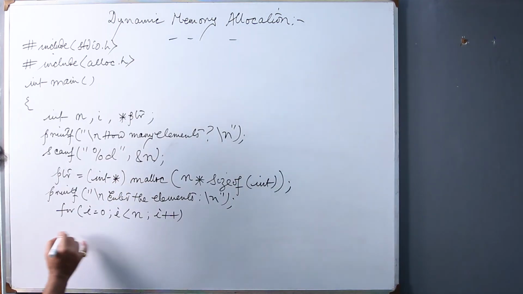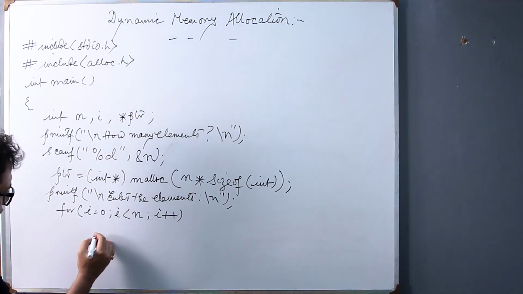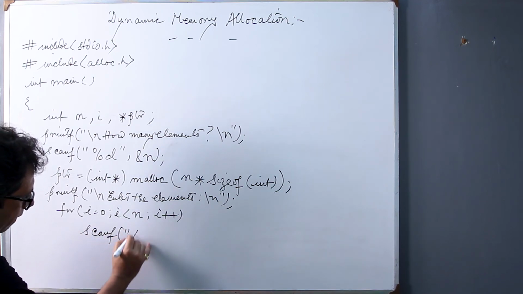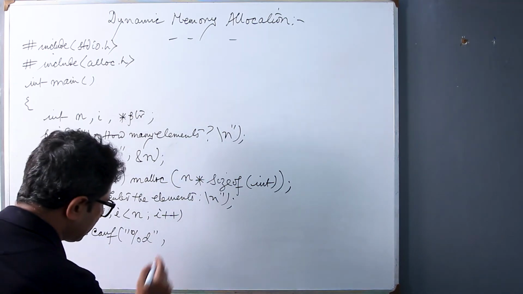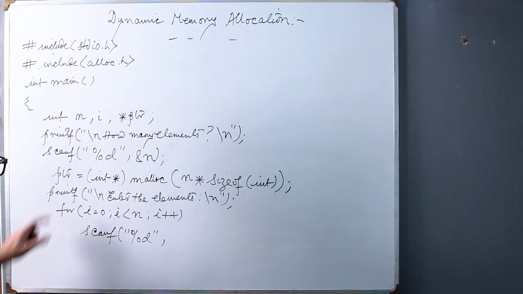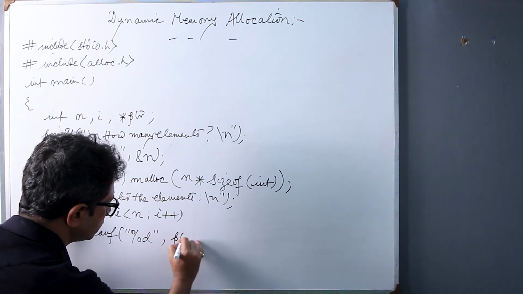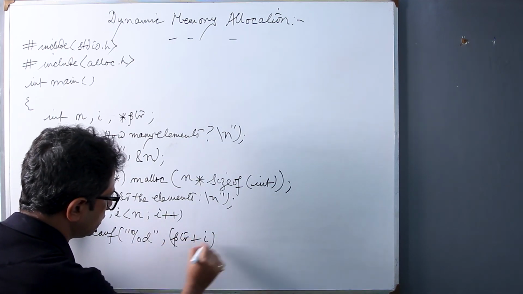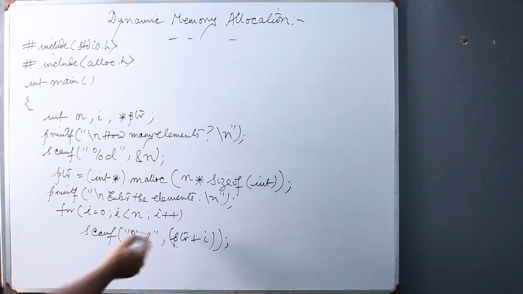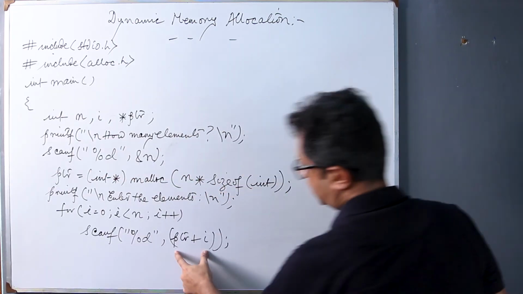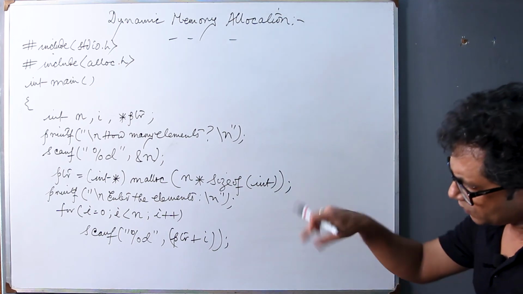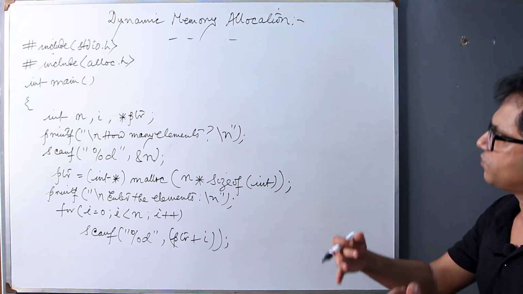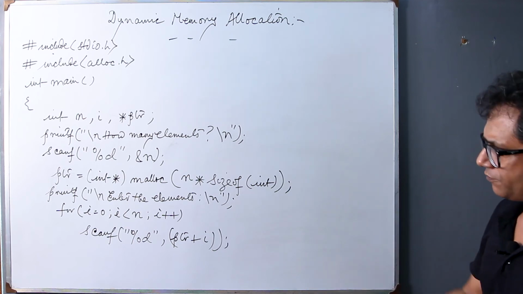In this case we will write scanf("%d", ...). We will not write the ampersand; in terms of pointer arithmetic we will write ptr + i. So scanf("%d", ptr + i). This is the input part, and now we come to the output of the program, that is, in which way we will get the output printed.